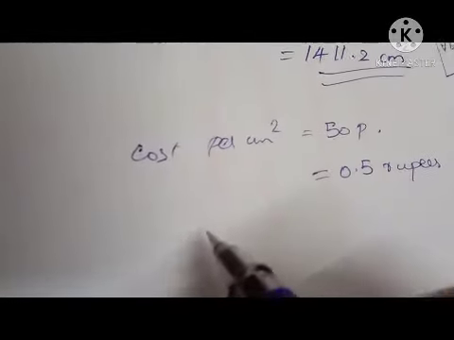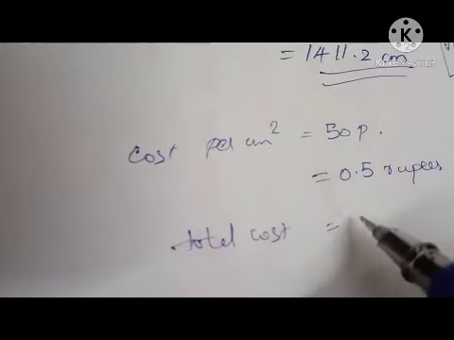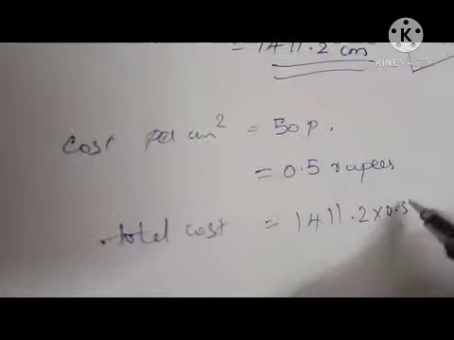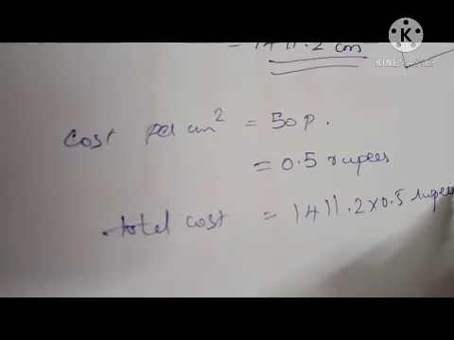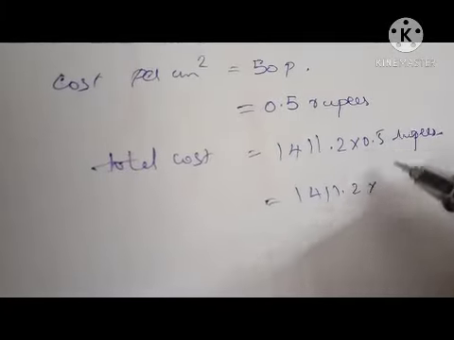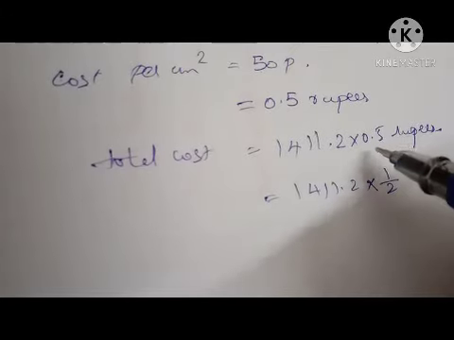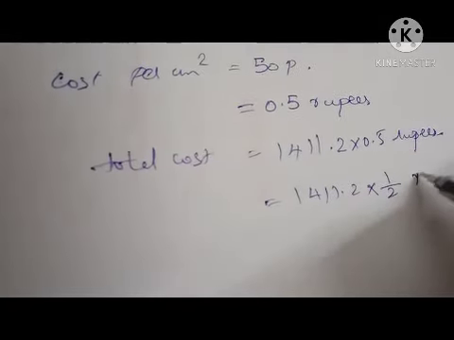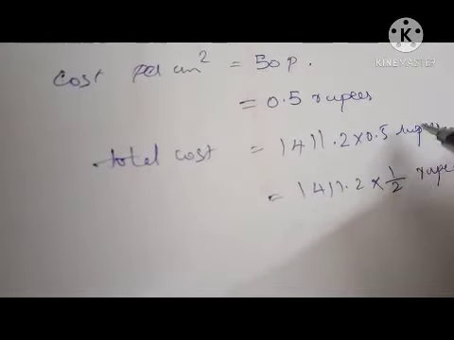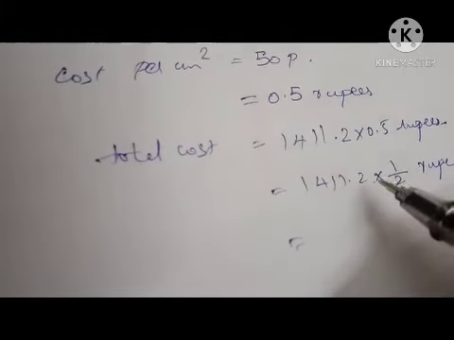Then here we have to find the total cost of polishing. That is equal to 1411.2 into 0.5 rupees. Right? For easy calculation, we can convert 0.5 as 1 by 2. 1 by 2's decimal form is 0.5, that you already know. Otherwise you can multiply that with 0.5, no problem. Then we can multiply this by 1 by 2.